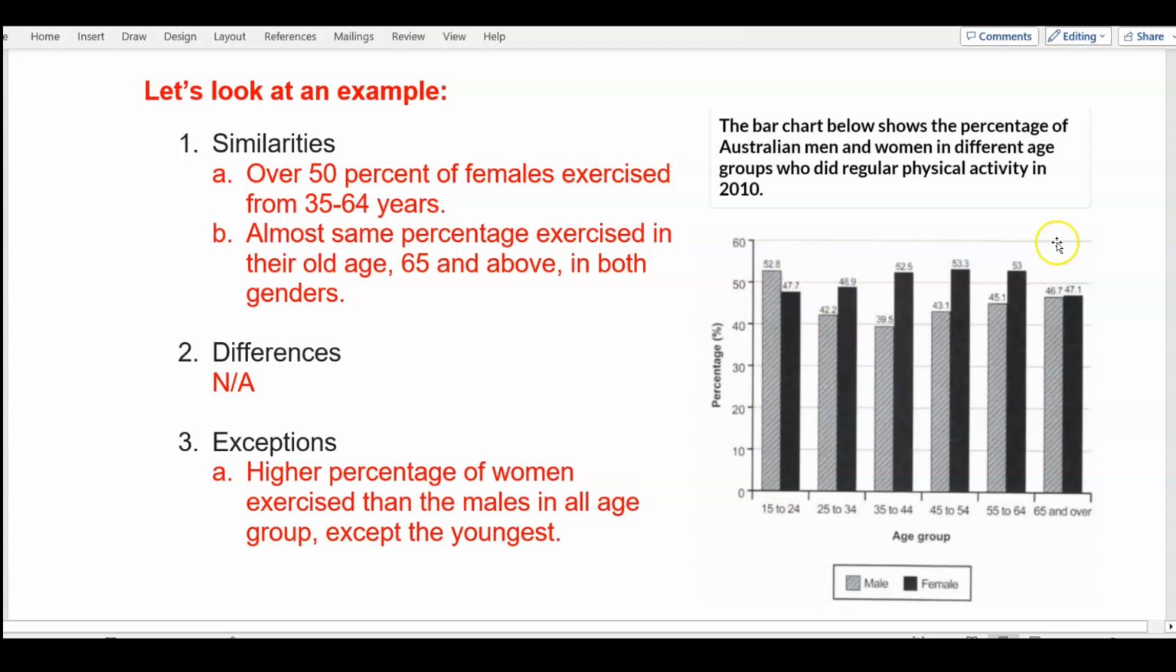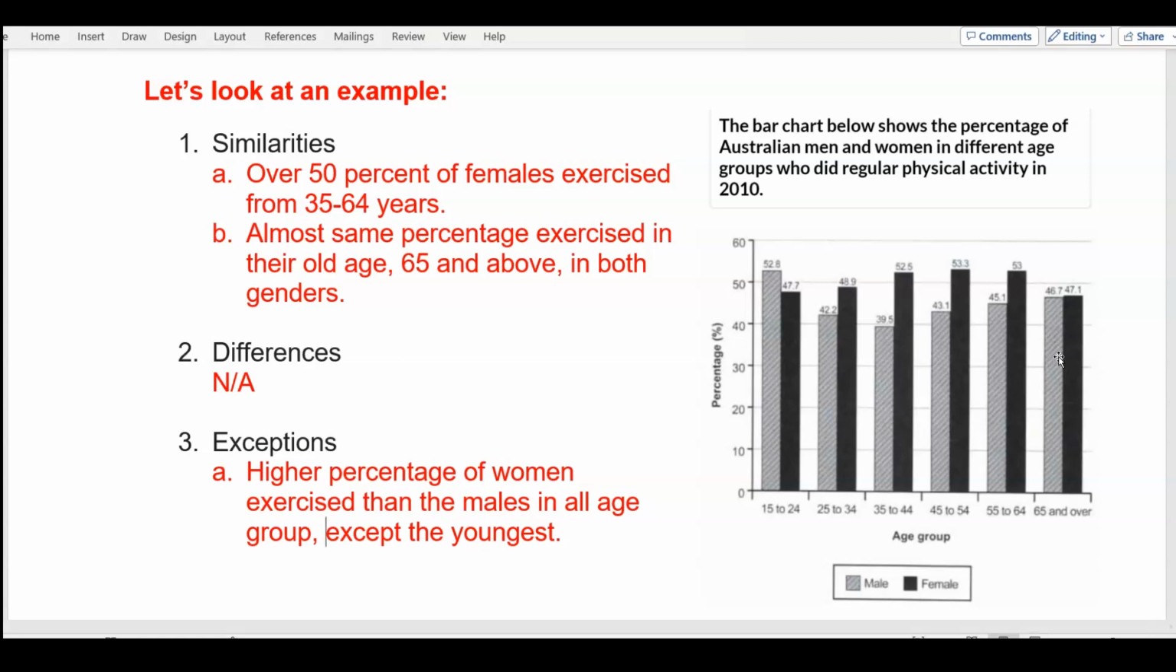Aside from that, all of them had the same common thing: the females were more than the males. So a higher percentage of women exercised than males in all age groups except the youngest. Except those that were young, from 15 to 24, in all the other age groups, the females were more than the males.